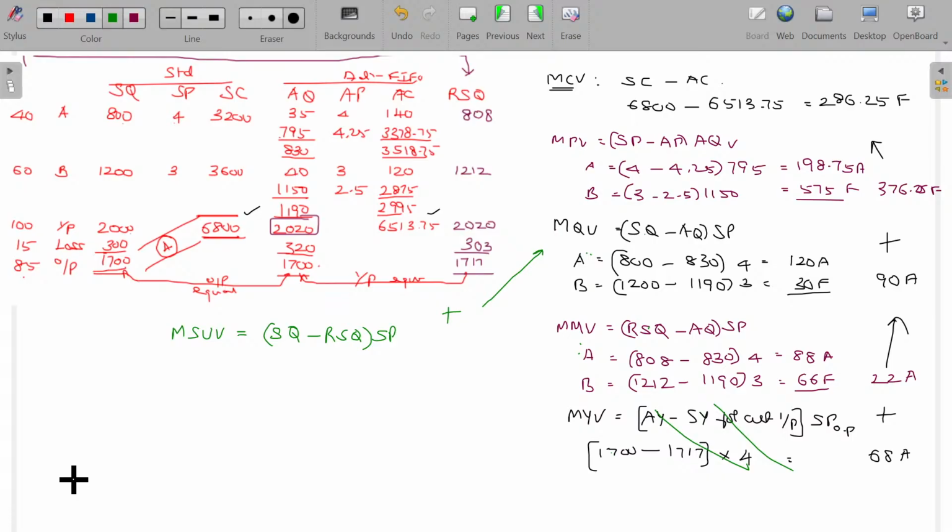We don't have the material yield variance, right? So the formula is this one. Come on, try to solve this one for A, B. SQ being 800, 1200, RSQ being 808 and 1212.